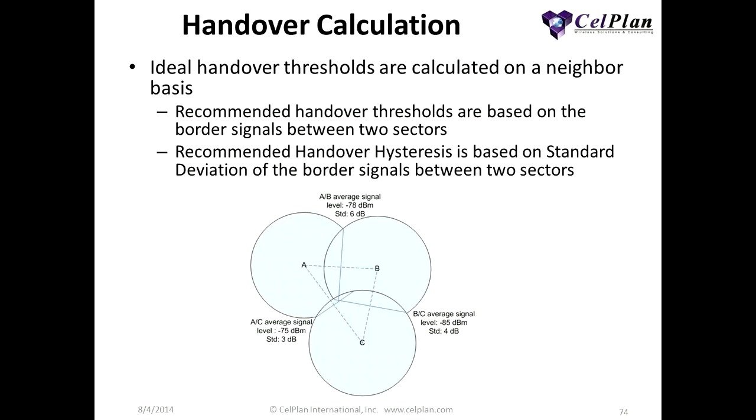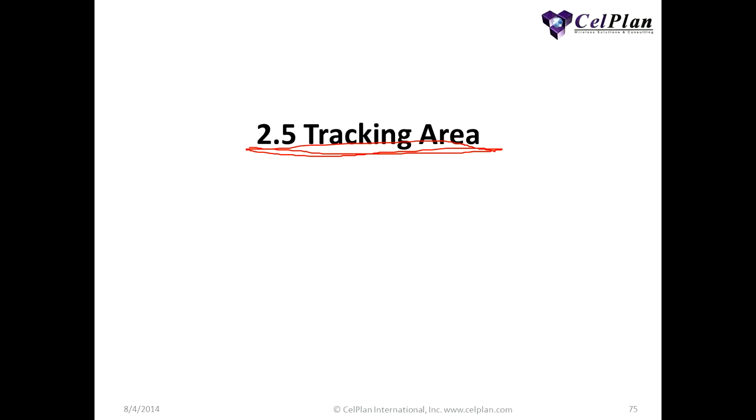Then also handover information is very, very important, and basically we calculate the average signal between two cells and the standard deviation, so we can properly establish the handover parameters, handover hysteresis, and so on, or handover levels. Another thing that has to be dimensioned is the tracking area.